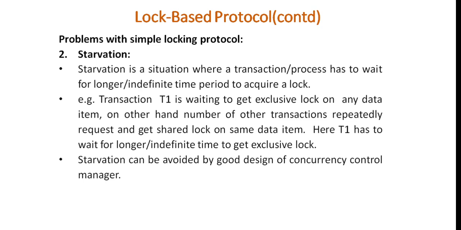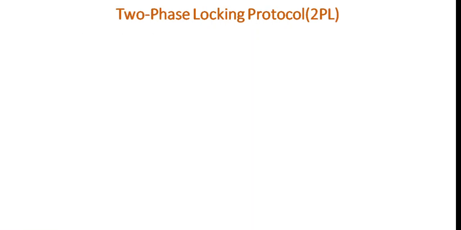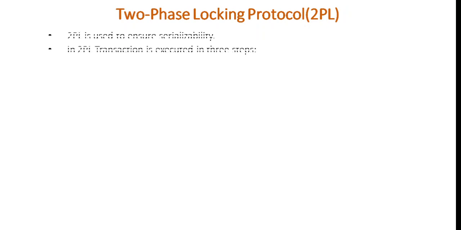Okay, and to avoid this starvation situation, we need to design the concurrency control manager in a good manner. Okay, so these two are deadlock and starvation. These two are the problems that frequently occur in simple locking protocol. Now we'll see what the two-phase locking protocol is.